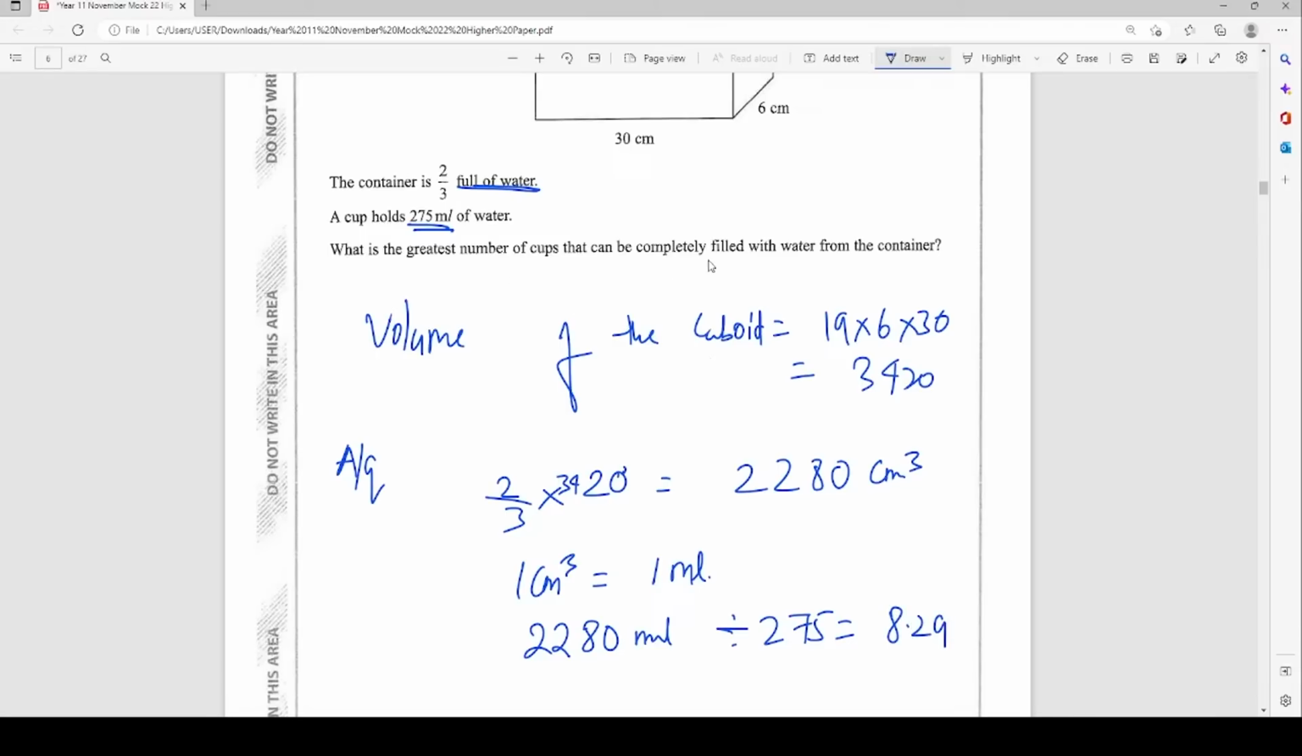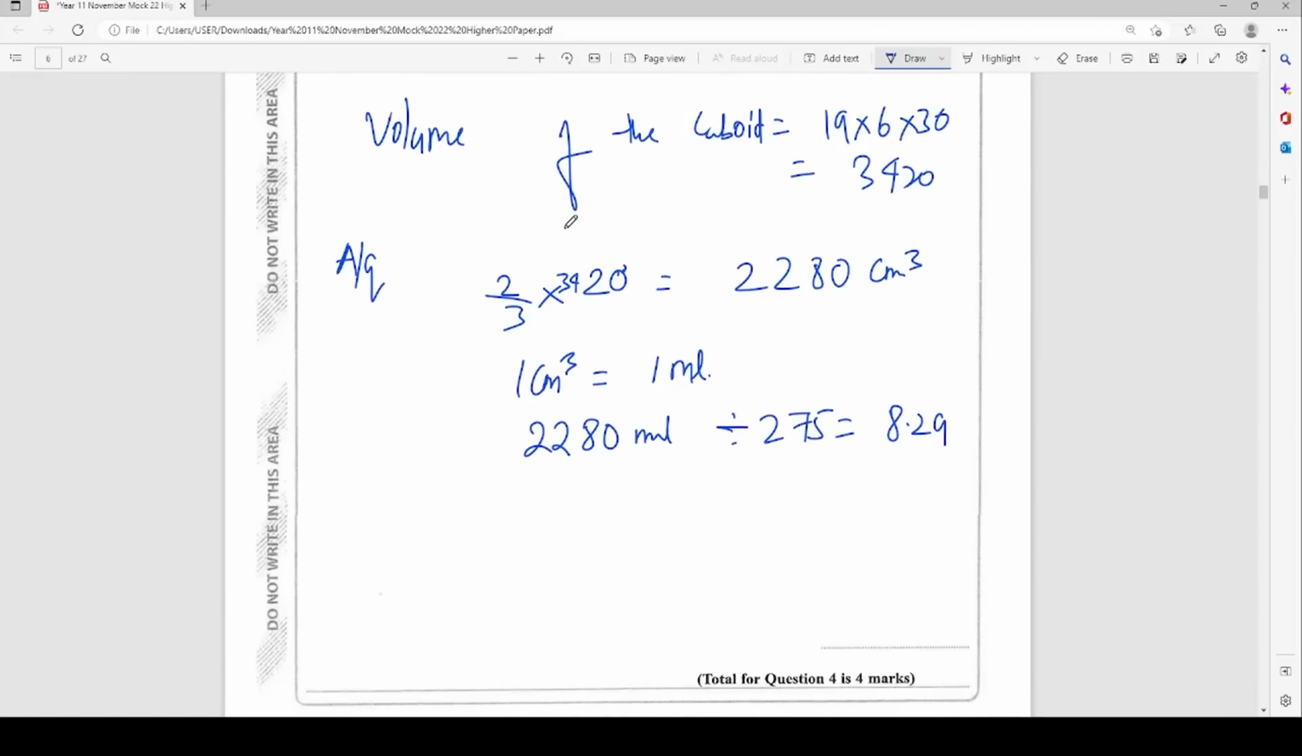8.29. But see, the question is how many cups can be completely filled. We are able to fill 8 cups and 0.29 of the 9th cup. So we will be able to fill only a total of 8 cups. That's my answer. If you write 9, it is wrong, because you are actually not filling the 9th cup. It is only 0.29 filled, almost like 1/3 filled. You can't fill it completely. That's what it basically means.